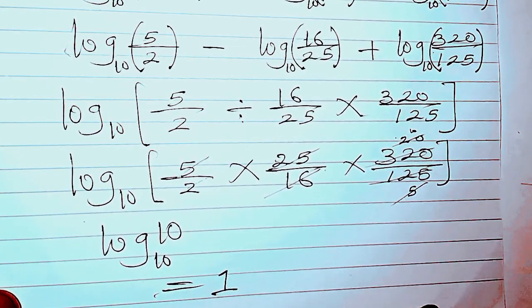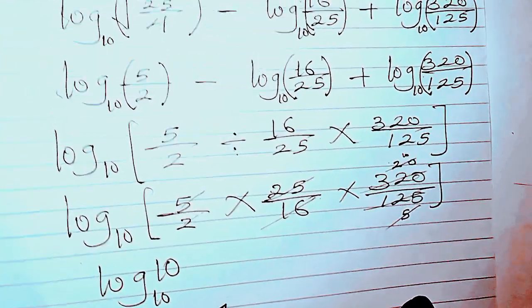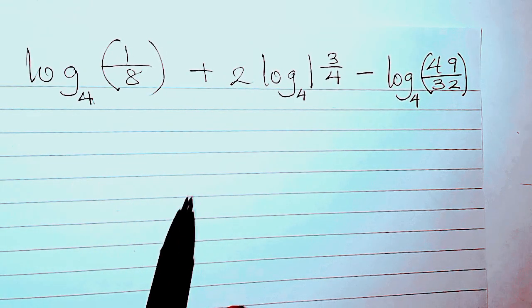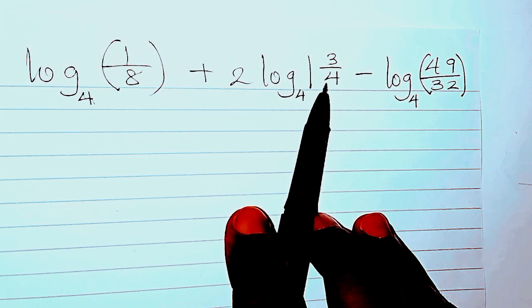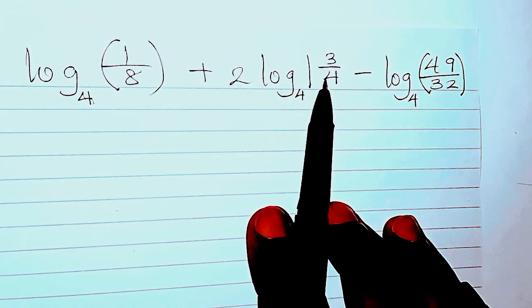Okay, so that is the answer to such a question. Let's take a look at another example. The first thing we want to do is to convert this to an improper fraction, and then apply the third rule of moving this to become the power of whatever we obtain there.